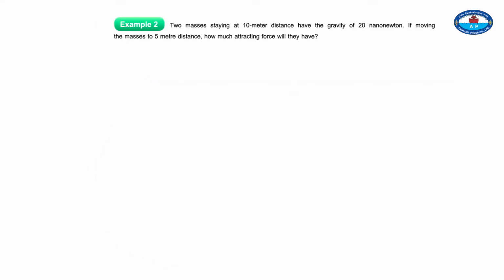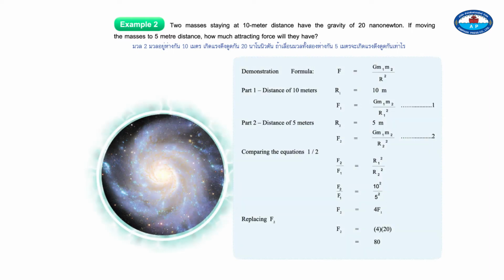Example 2. Two masses staying at 10-meter distance have the gravity of 20 nanonewtons. If moving the masses to 5-meter distance, how much attracting force will they have? The attracting force is 80 nanonewtons.